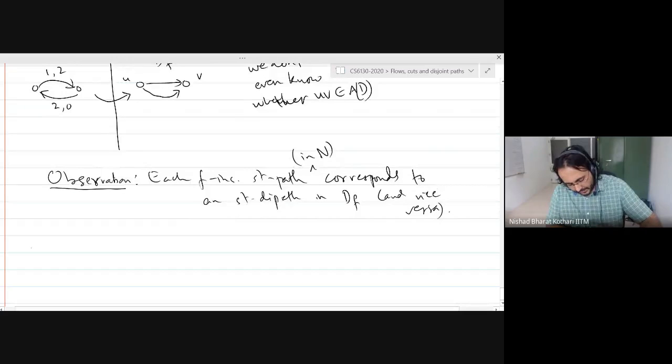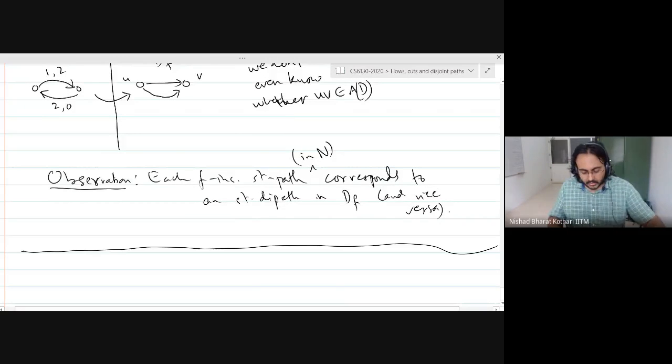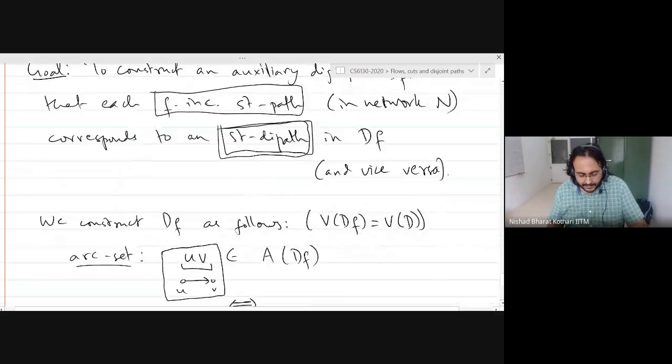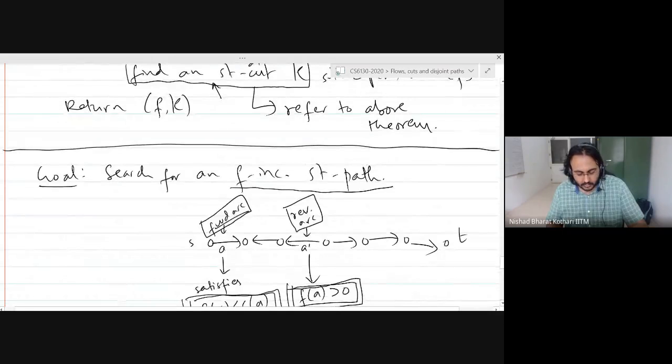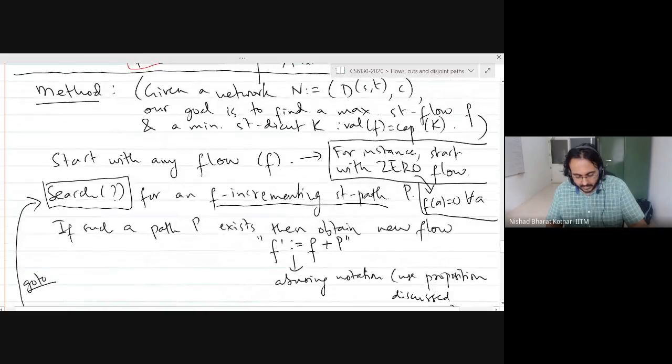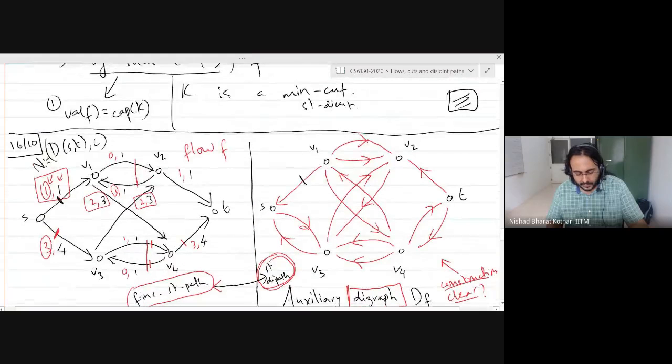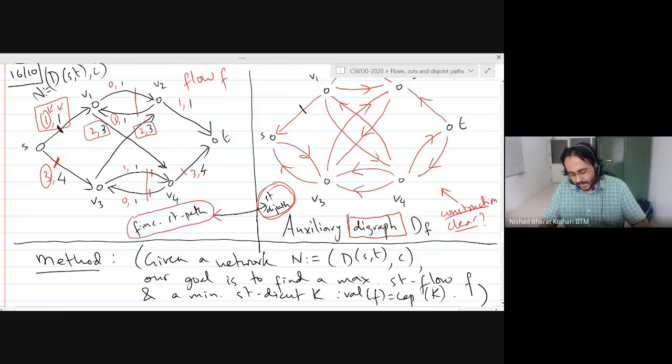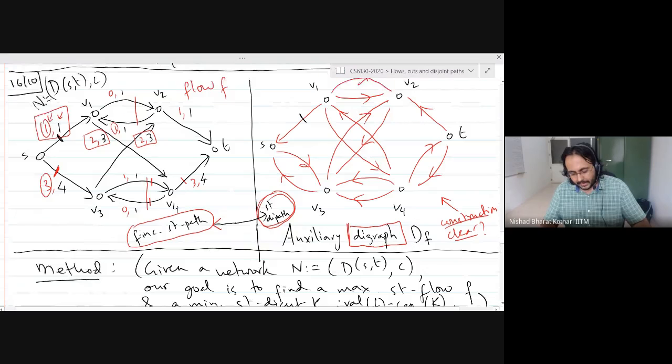Good. And why is this good? Because now, instead of looking for F-incrementing ST paths, we just look for ST dipaths in the auxiliary digraph. Okay? And clearly the auxiliary digraph can be constructed in polynomial time, right? You look at each arc and you figure out which arc should be added to the auxiliary digraph. And finding an ST dipath in a digraph, you just need breadth first search or depth first search for directed graphs, and that is going to be order M.